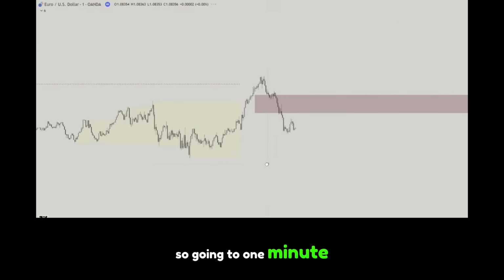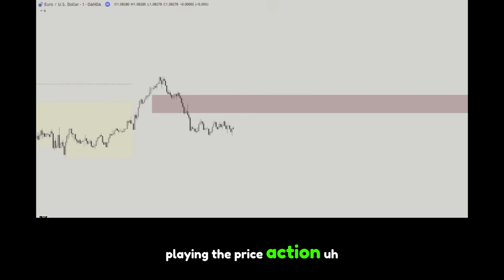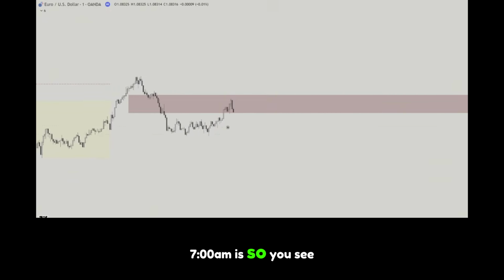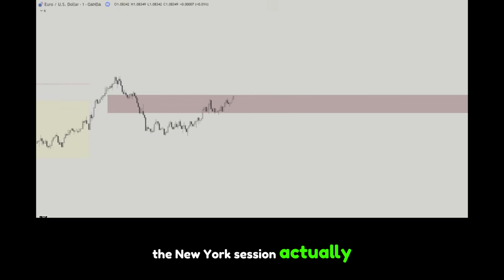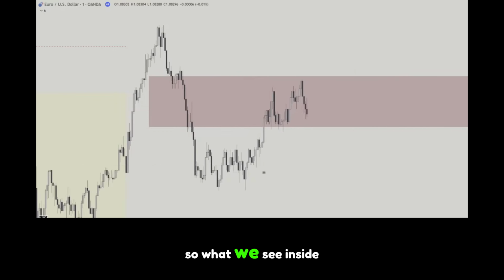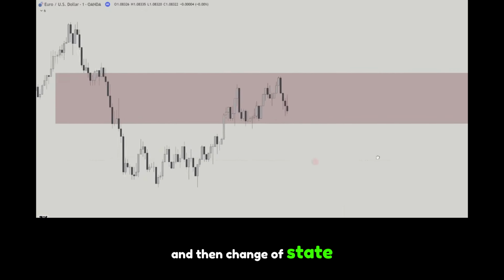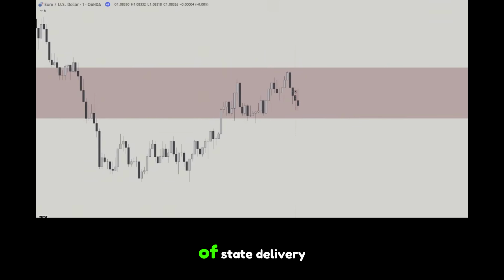So going to the 1-minute time frame, we can see that we have this fair value gap here. Then the price action, 7 a.m. So you see, price came to that fair value gap, but not in the New York session actually. I'm going to wait for the New York session to start. There you go. It's starting here. So what we see inside of that fair value gap is that price, before the New York session starts, took the high here and then a change in delivery. So there's already a change in delivery and filling that fair value gap here.